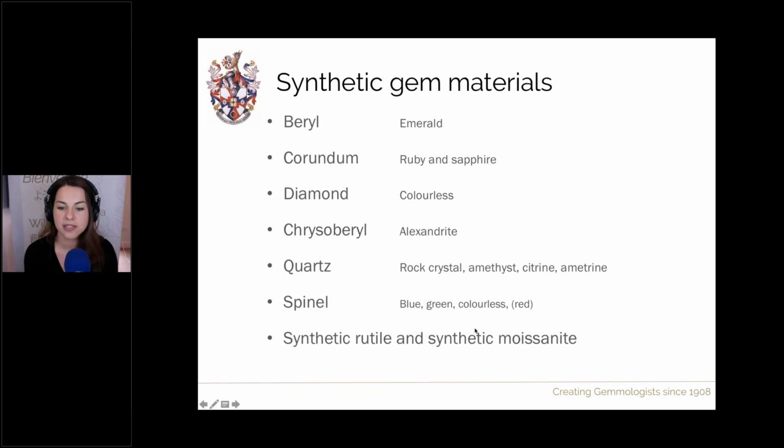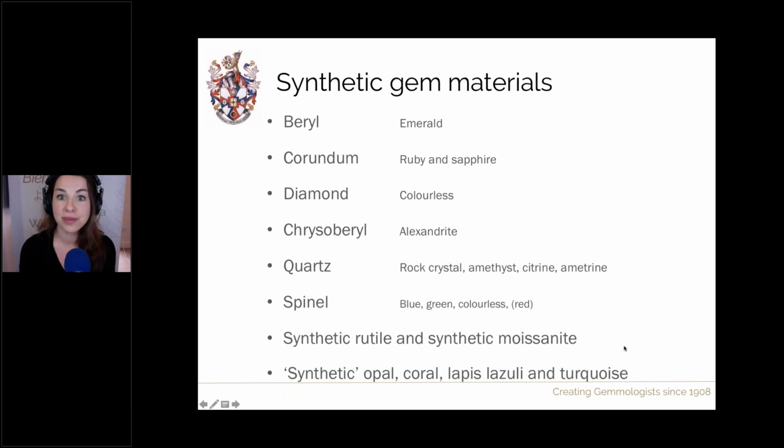And likewise with synthetic moissanite, although moissanite occurs in nature, it's often of low quality, so non-gem quality, and also of really small sizes. So if you have a test for a moissanite, it's going to be a man-made synthetic moissanite.